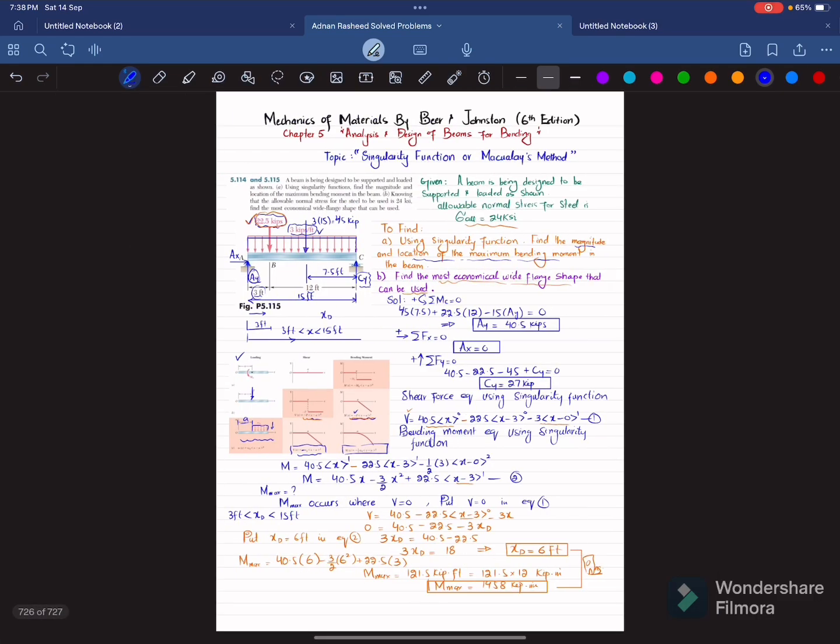And that was all about this problem 5.115. I hope you like that and you have learned it. Always remember that while solving this problem, you have to be very careful, because a small mistake can put you in trouble.